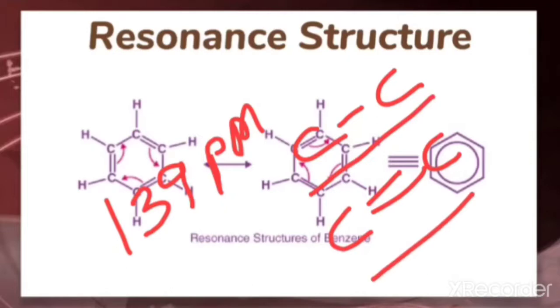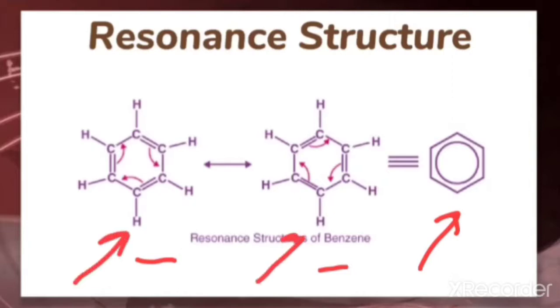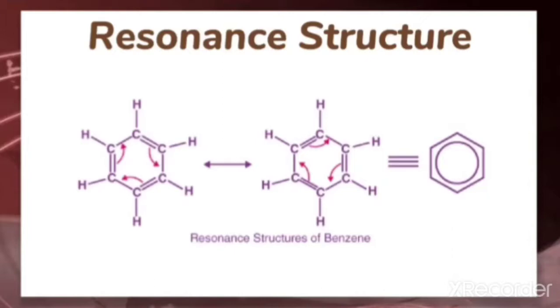So this shows that the actual structure is the resonance hybrid, an intermediate between the two structures. These two are the resonating structures, and this one is the resonance hybrid. The actual molecule's properties can be explained by the resonance hybrid, but they cannot be fully explained by the different structures drawn for benzene. That is what led to the concept of resonance.